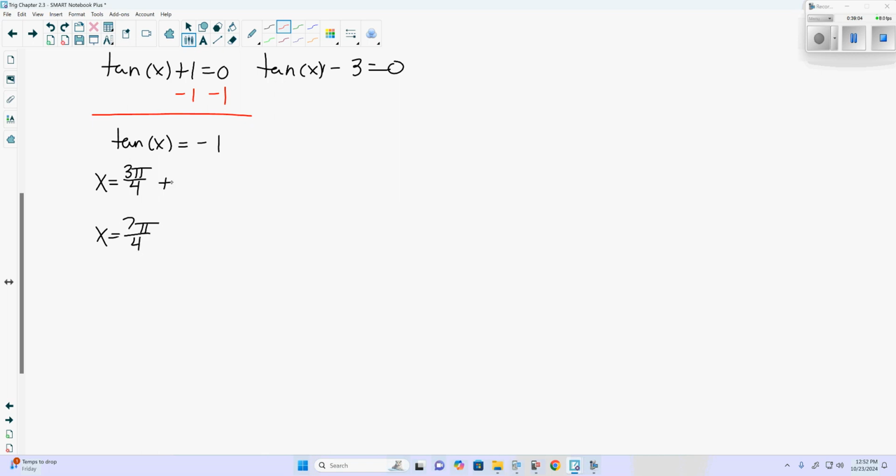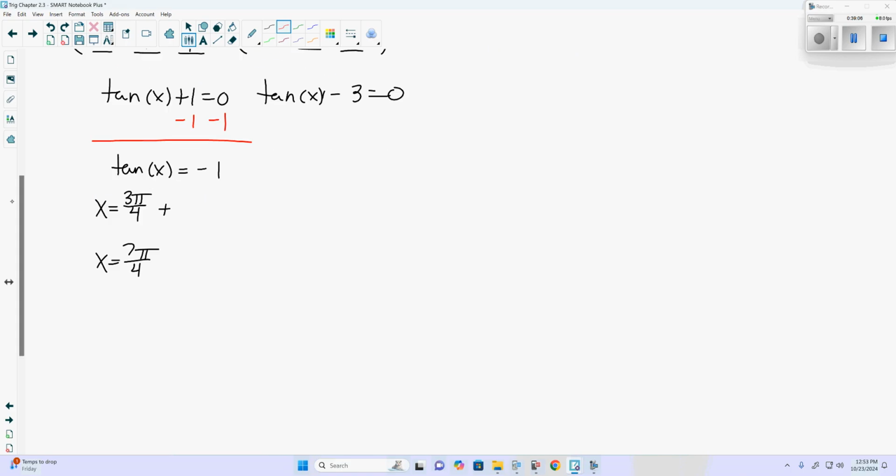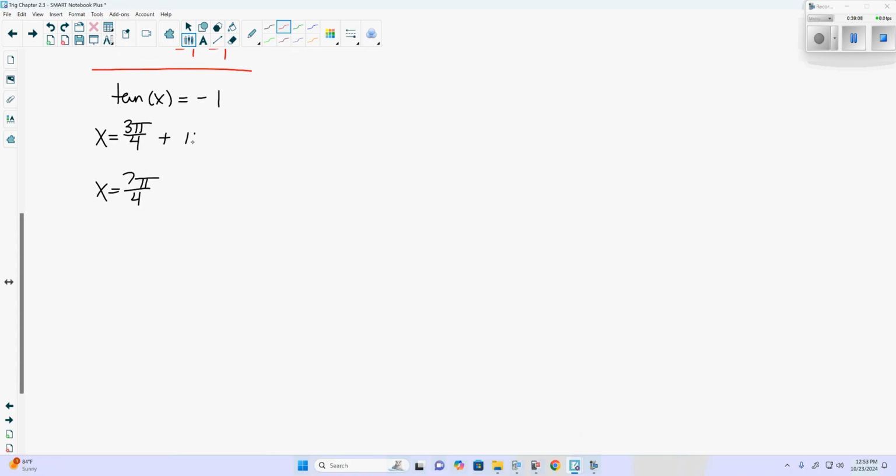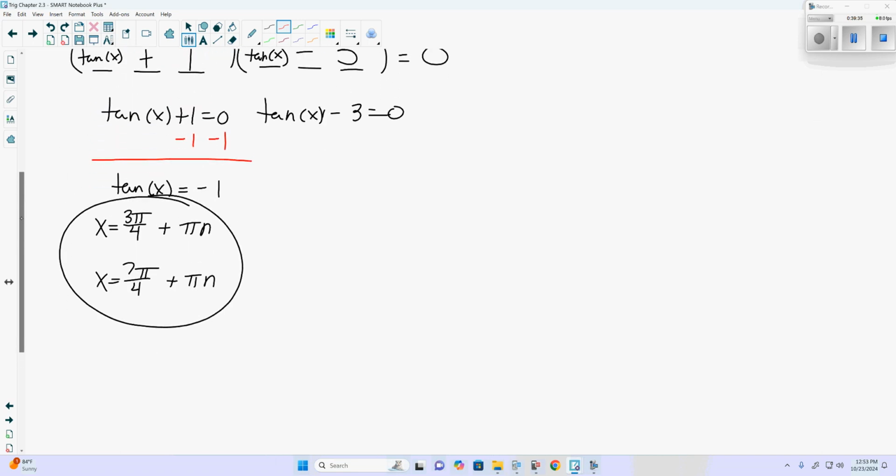And since it's not restricted on the interval of 0 to 2 pi, we have to add its period of pi in. Now what's interesting with this here is actually if you add pi to 3 pi over 4, you actually get 7 pi over 4. So it's going to alternate between these two. So we could make it one statement. I would take both because they are essentially the same statement.